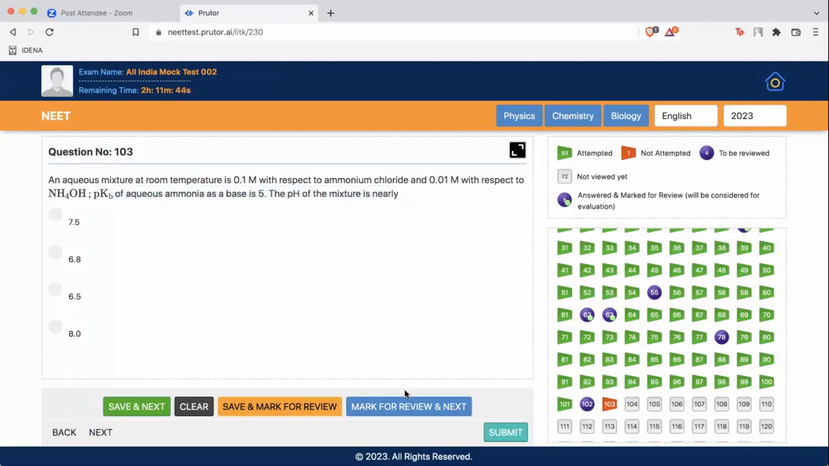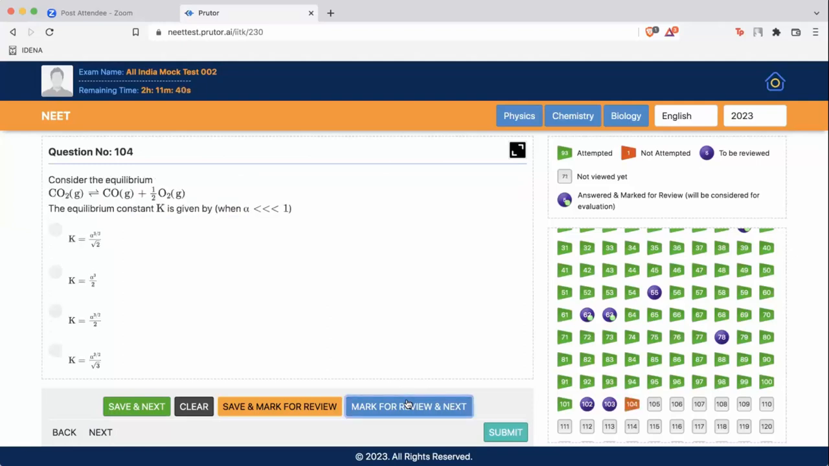Okay, we'll come back to this later. Okay, equilibrium constant is given. Okay, CO2.